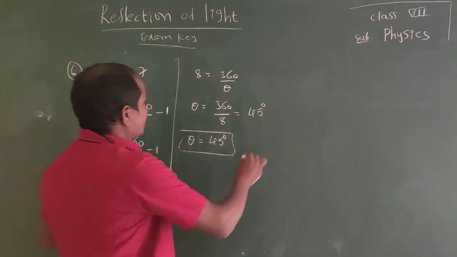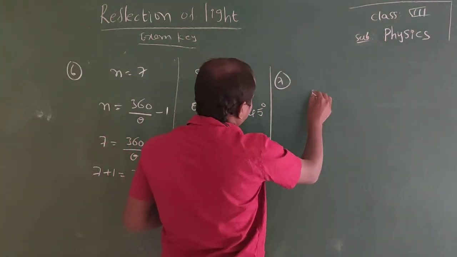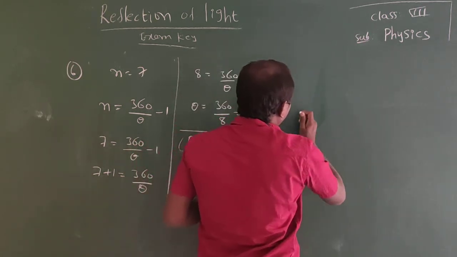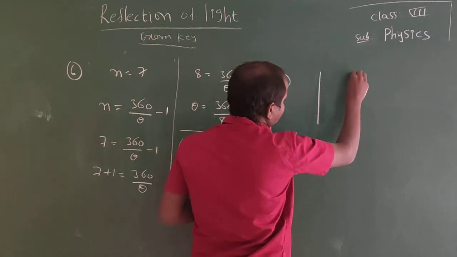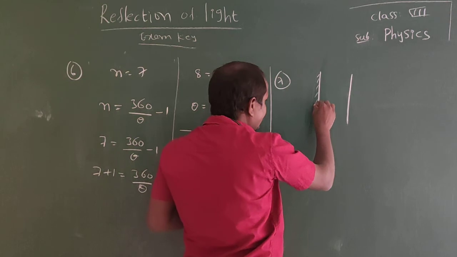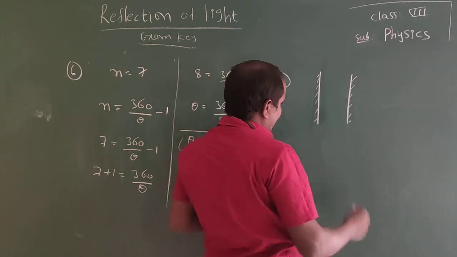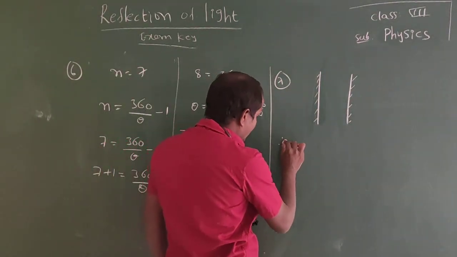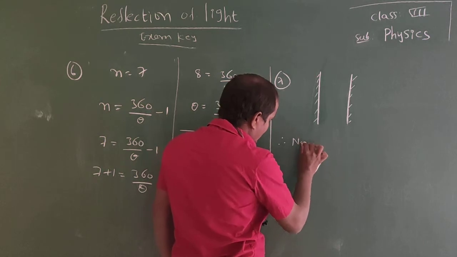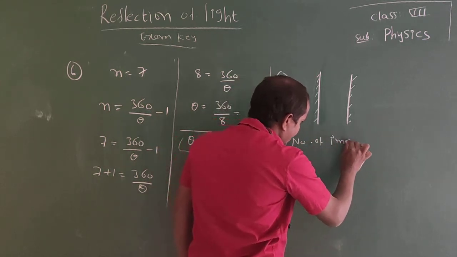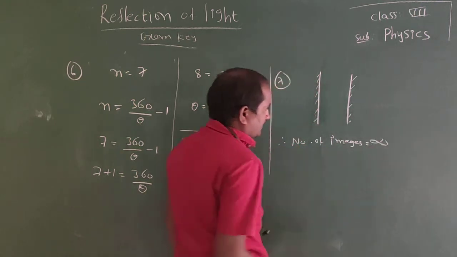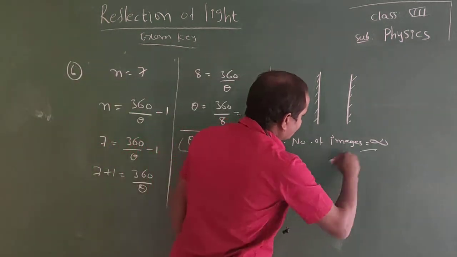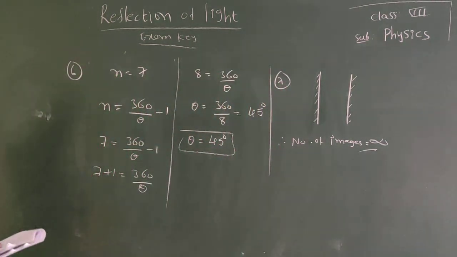Okay. Next, seventh one. If two plane mirrors are parallel to each other, these two are the plane mirrors, and these two are parallel to each other, then the number of images is equal to infinity. For two plane mirrors parallel to each other, we can observe the number of images equal to infinity.